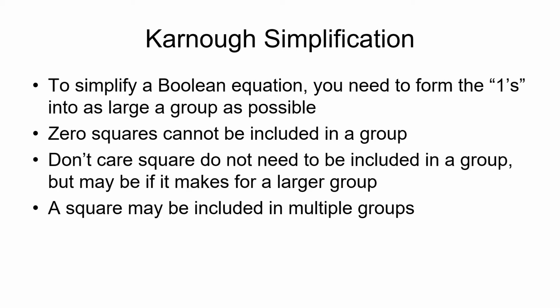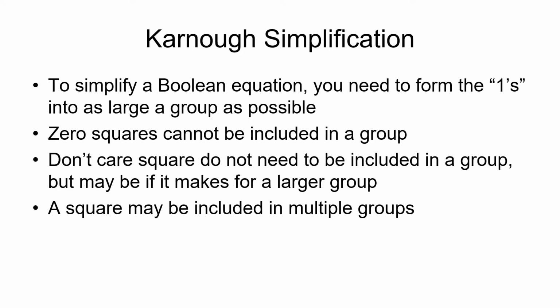If you can group the ones into a group that takes like 8 of the squares all next to each other, then that's simplified down to one variable. If there's no way to simplify it, then it will take 4 variables to express that square.